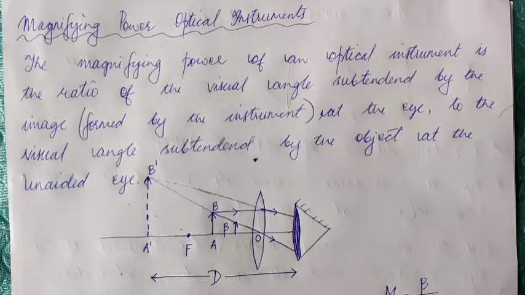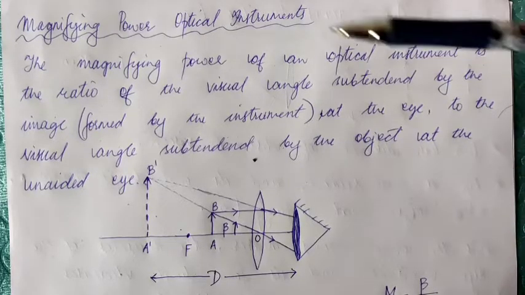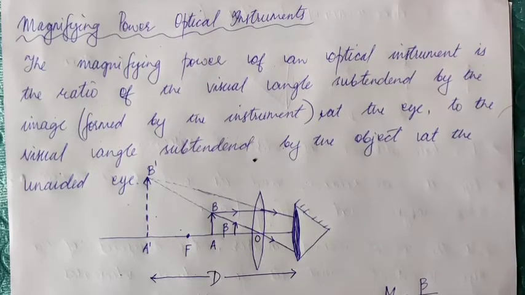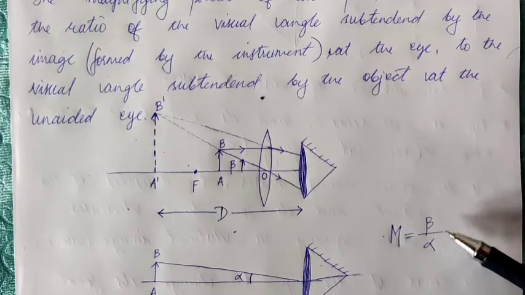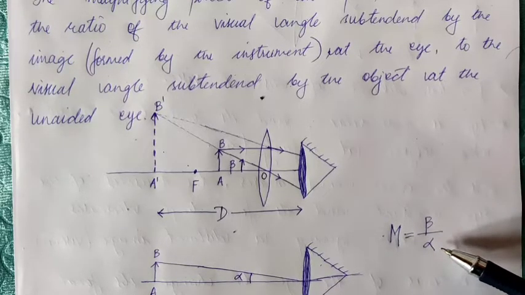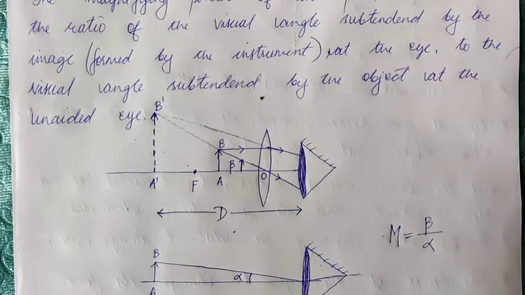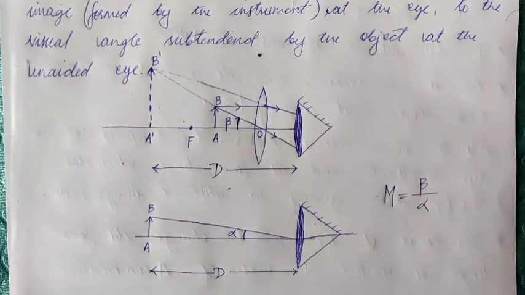Hello class 12. In the last video we learned about power of accommodation of the eye, what visual angle is, and we also learned about magnifying power of optical instruments. We saw that the magnifying power of optical instruments, denoted by M, is equal to the ratio of the visual angle subtended by the image to the visual angle subtended by the object. And basically we place the object at the least distance of distinct vision, as you can see over here.